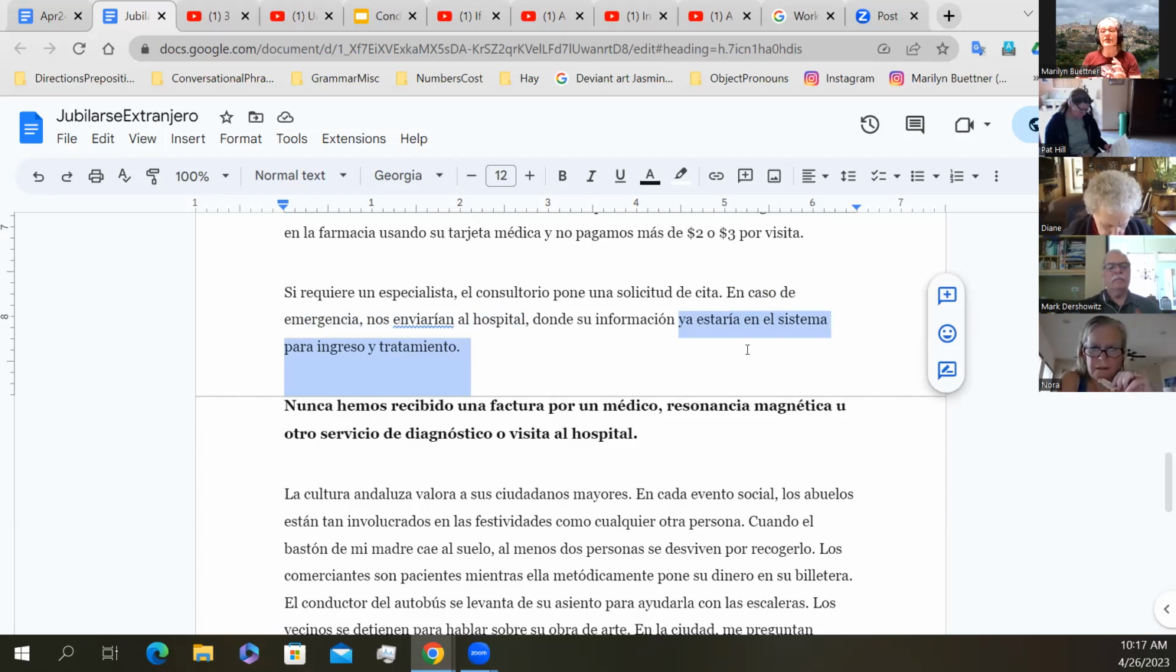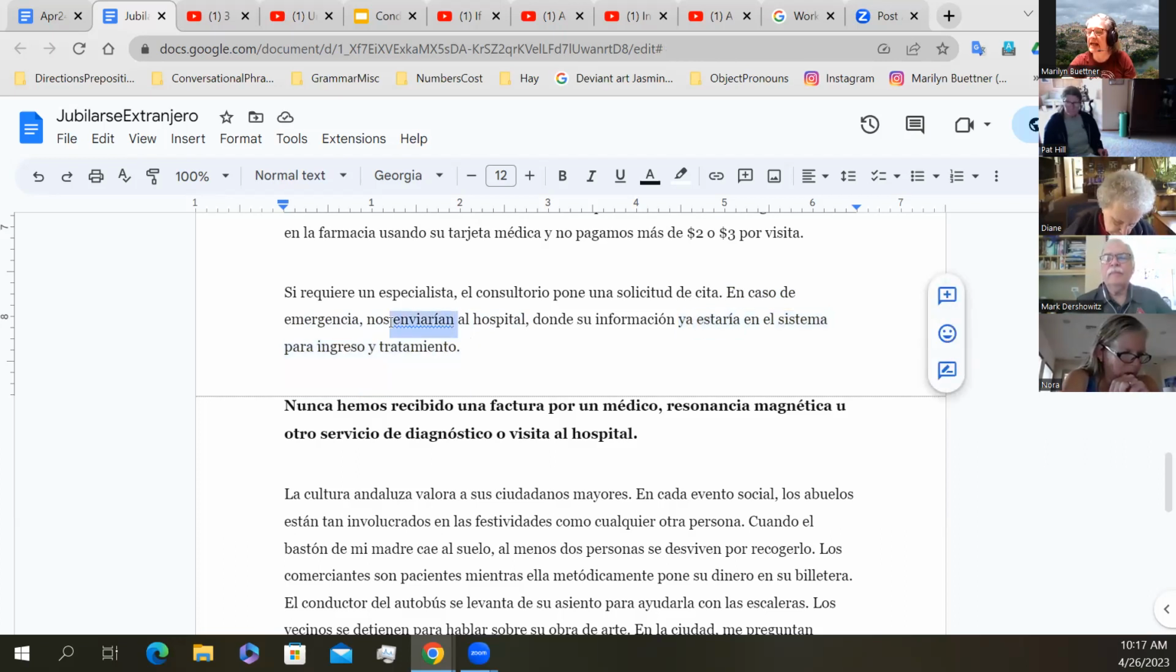So this condicional, right? Estaría, enviarían, tendría earlier in the article. It will pop up every once in a while and just know that it means something would happen. Okay, this is one of the frequent, this is the prime use, the frequent use, but there's another use we're going to talk about a little bit later on that's a little more practically oriented.